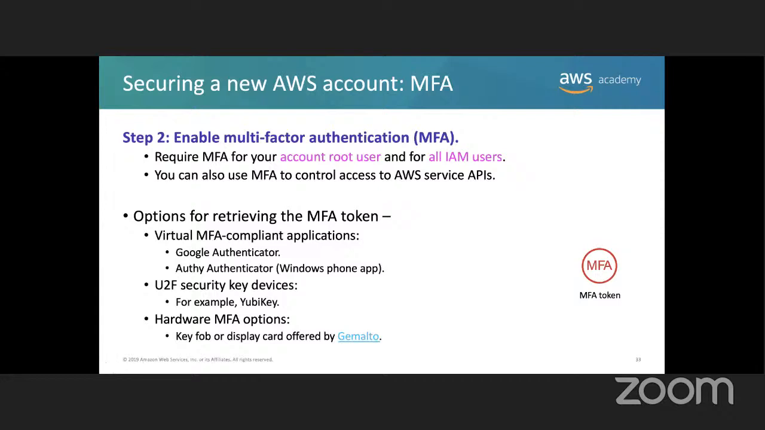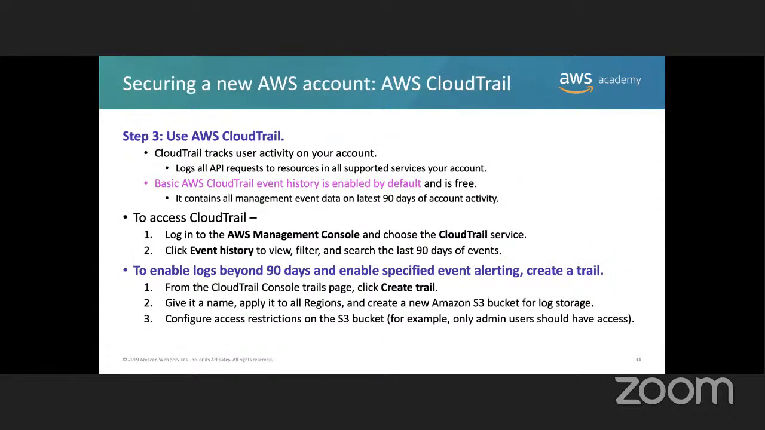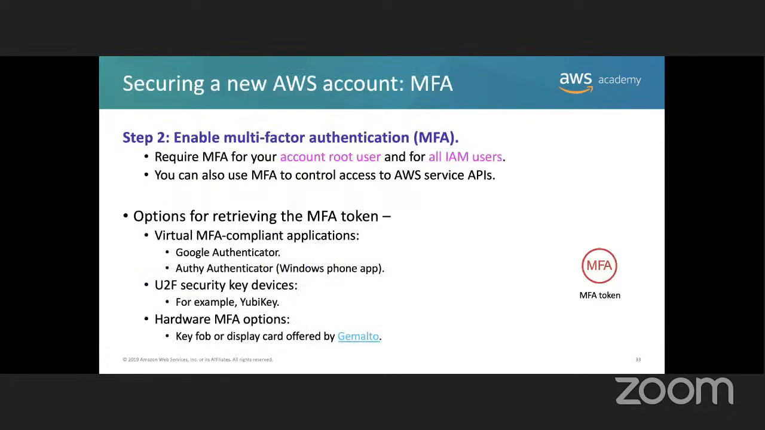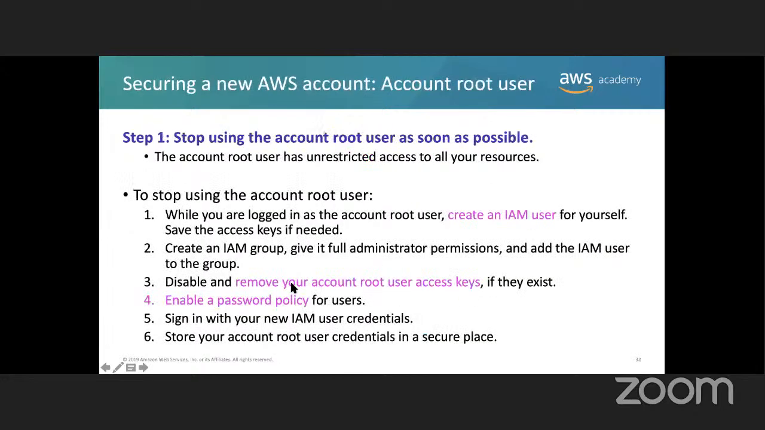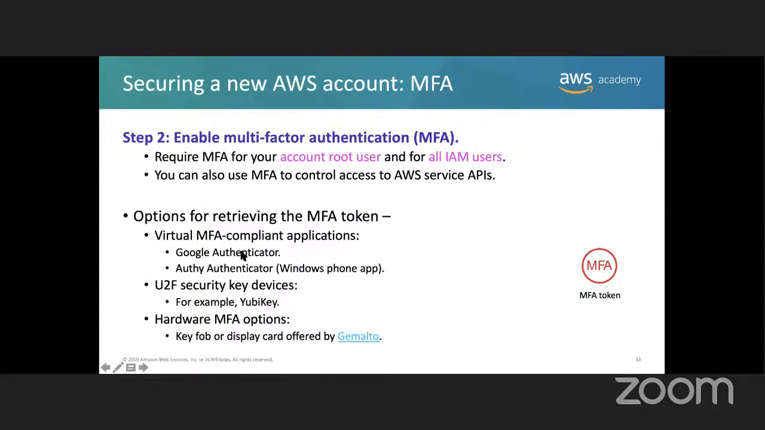Options for retrieving the MFA token. We have the Google Authenticator and Authy Authenticator, and that's for Windows Phone apps. So, Windows Phone app. U2F security key devices, for example, YubiKey, and hardware MFA options like key fob or display card offered by Gemalto. So different options. I prefer to go with the Google Authenticator. All right. You have multiple choices, guys. You can choose whatever is better for you.